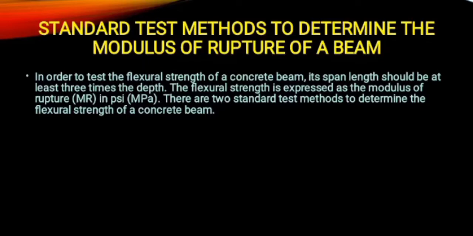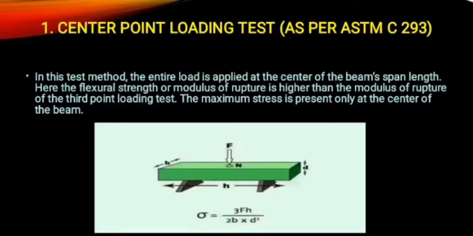So by the way, para ma-determine natin ang modulus of rupture ng isang unreinforced beam is magkakandak tayo ng test. But before that, dapat i-make sure natin na yung span ng ating beam is 3 times niya yung depth niya, yung kapal. 3 times ng length yung kapal ng ating beam. So, let's proceed sa testing methods. So, una is center point loading test.